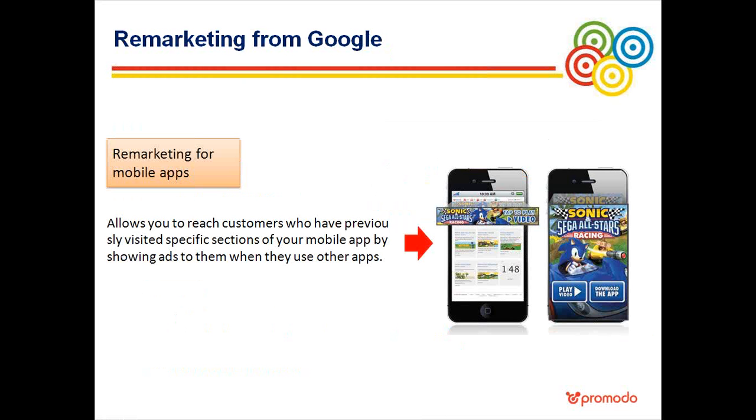Remarketing for mobile apps. It allows you to reach customers who have previously visited specific sections of your mobile app, and then you show these ads to them when they use other applications.